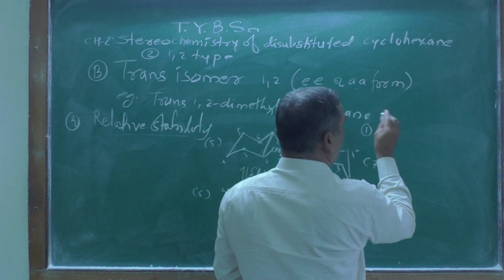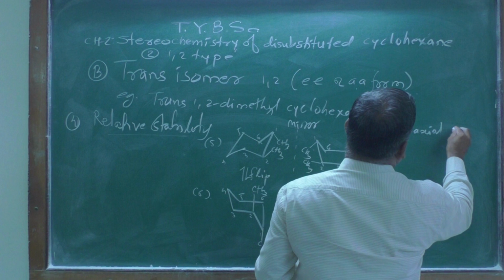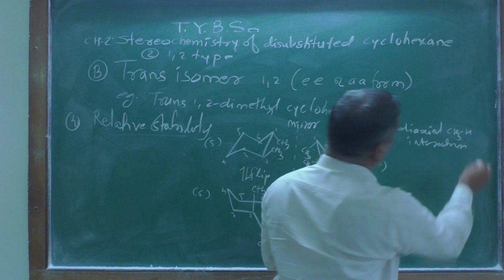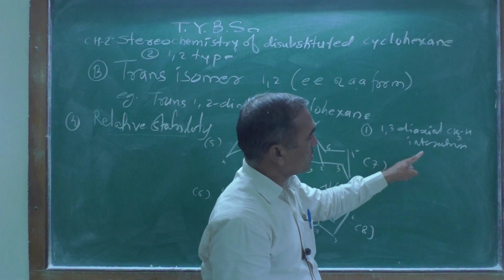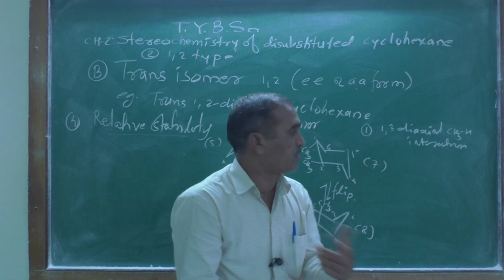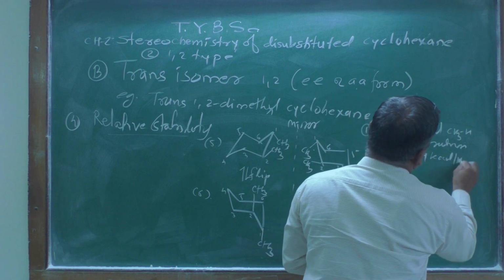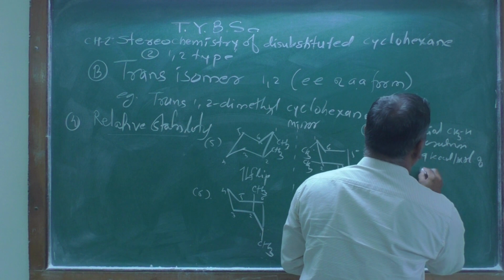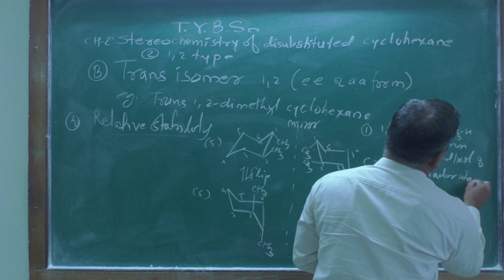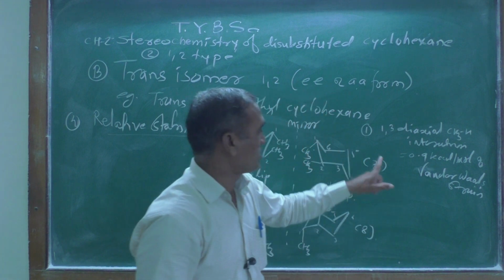Here, 1,3-diaxial CH3-H interaction. If only 1,3-diaxial CH3-H interactions are present, how much energy is associated? It is associated with 0.9 kilocalorie per mole of van der Waals strain. You can call it a strain, right? Van der Waals strain means that.